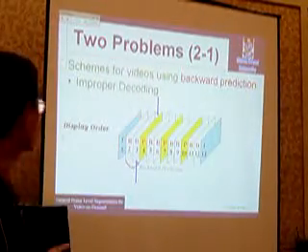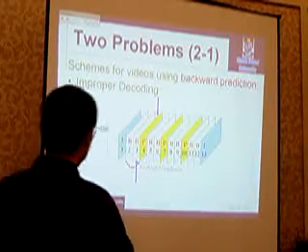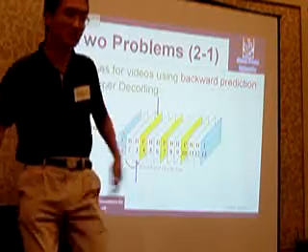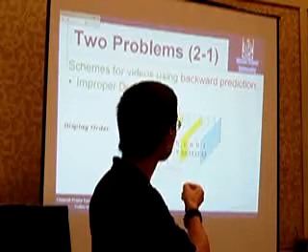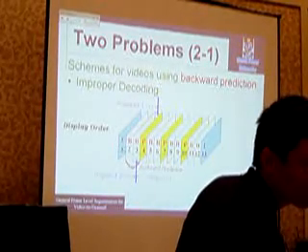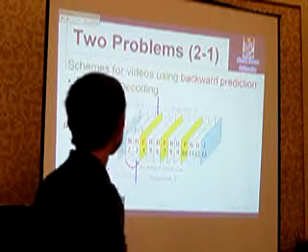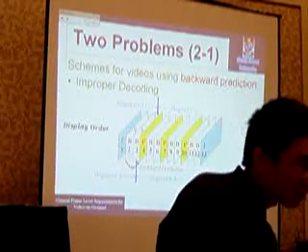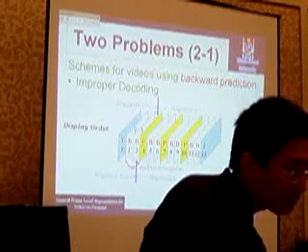Here is a simple example. For example, this is the boundary of the segment. In this simple example, frames 1, 2, 3 are in the first segment. So the problem is how to decode the second and the third frame.